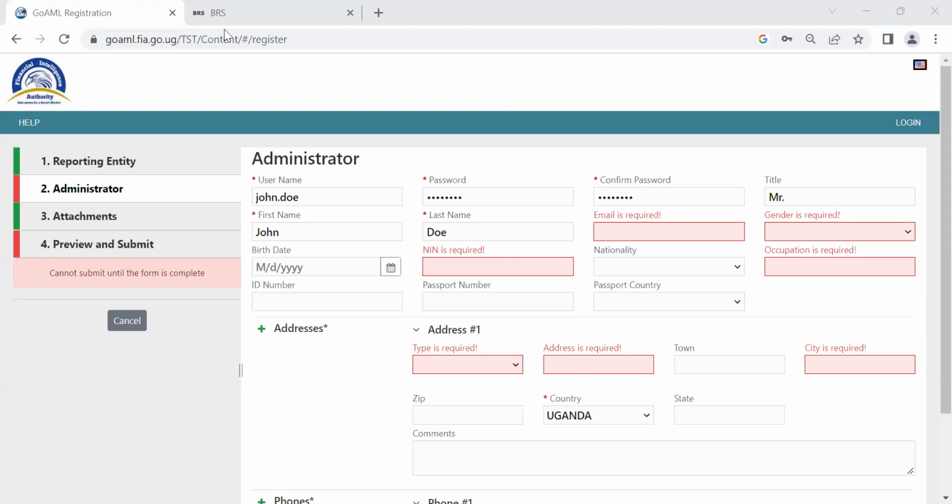No, you can't use two people in the contact persons. We only require one, and that is the MLCO.